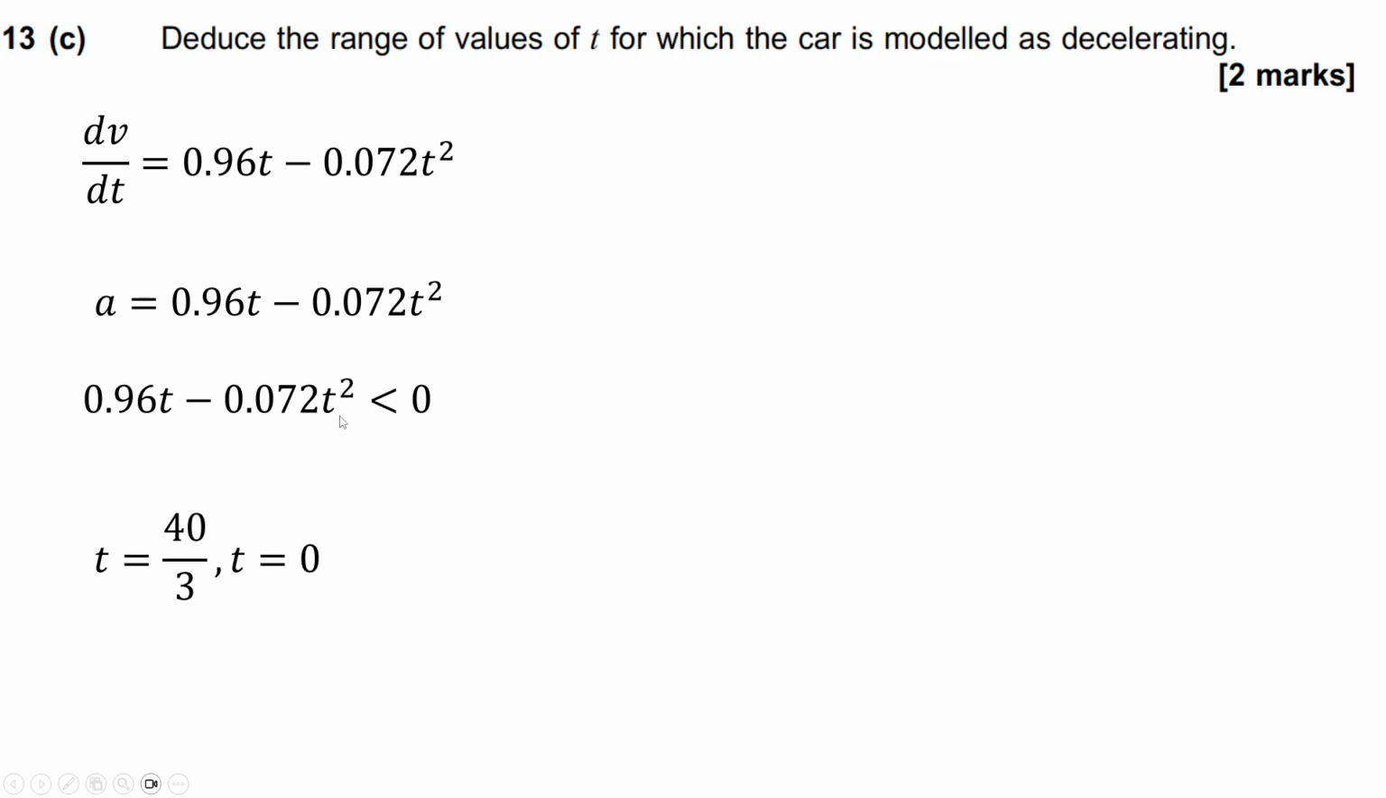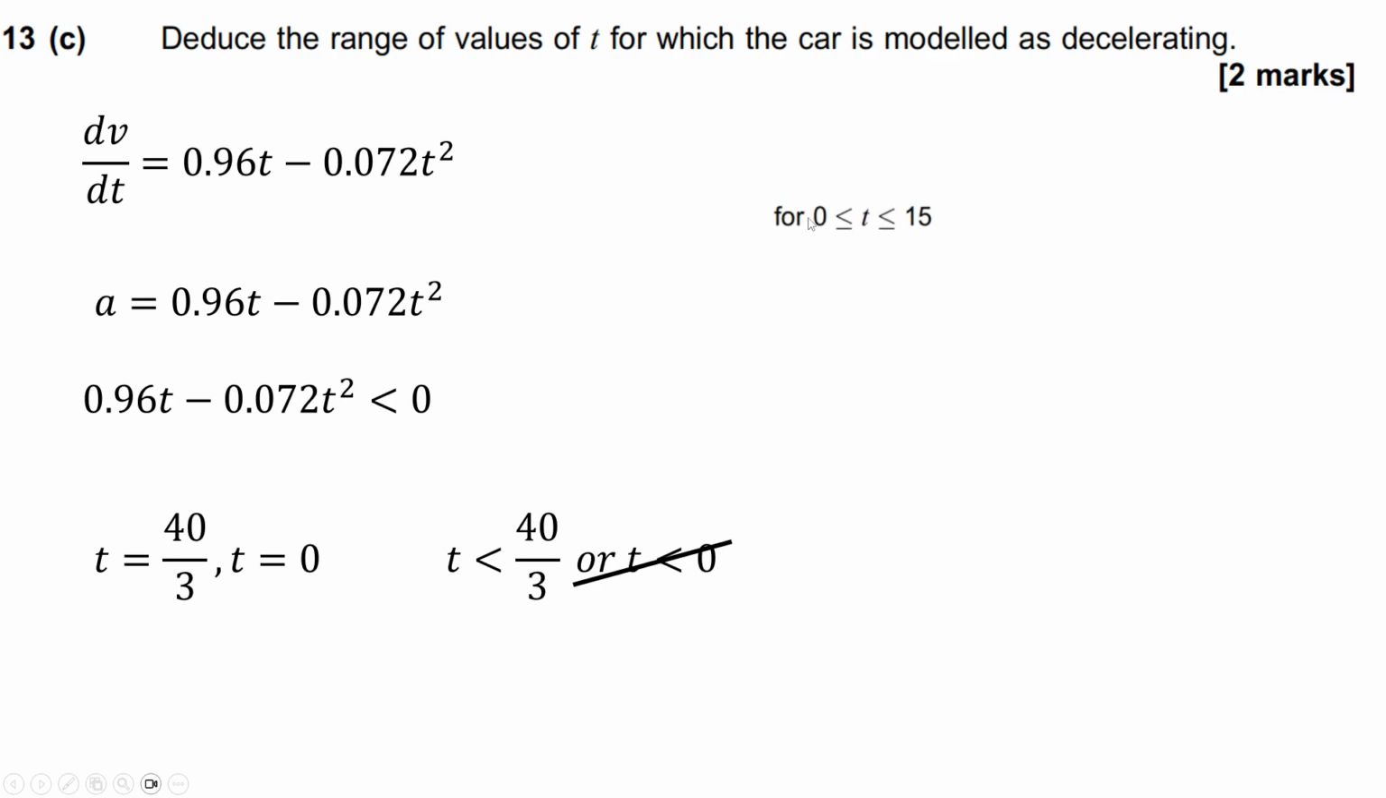Just look at this, it's an upside down quadratic, right? And if you want it to be less than 0, then you want to be either less than t equals 0 there, or you want to be greater than 40/3. Hopefully you can see that. So you want to be greater than 40/3 or less than 0. You can't be less than 0 because it's time, you can't have negative time. So t has to be greater than 40/3.